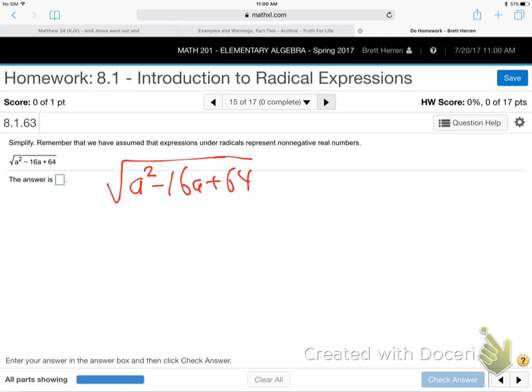All right. Okay, let's try the square root of a squared minus 16a plus 64. Try that one. What do you think you need to do with that one? FOIL factor, yeah, exactly. So go ahead and factor that out. Then you'll get identical twins is what you'll get.